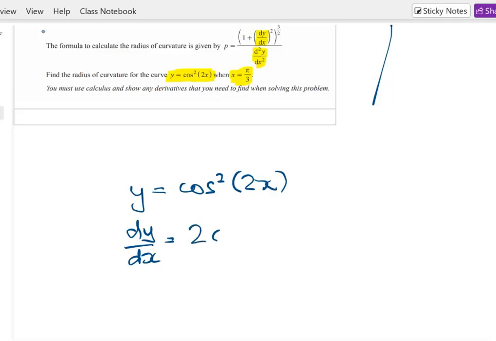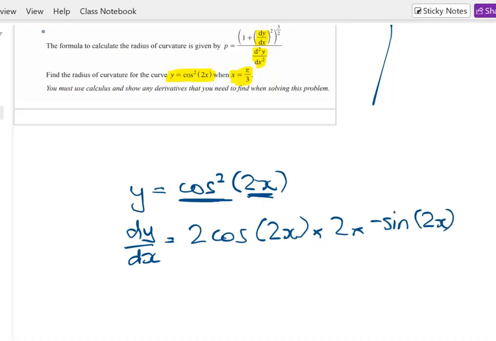So we're going to bring down the power. We get 2 cosine of 2x. We're going to times by the derivative of the inner function. So we're going to times it by 2, and we're going to times it by the derivative of the middle function, which is negative sine of 2x. And when we clean all of that up, we get negative 4 cos of 2x sine of 2x.